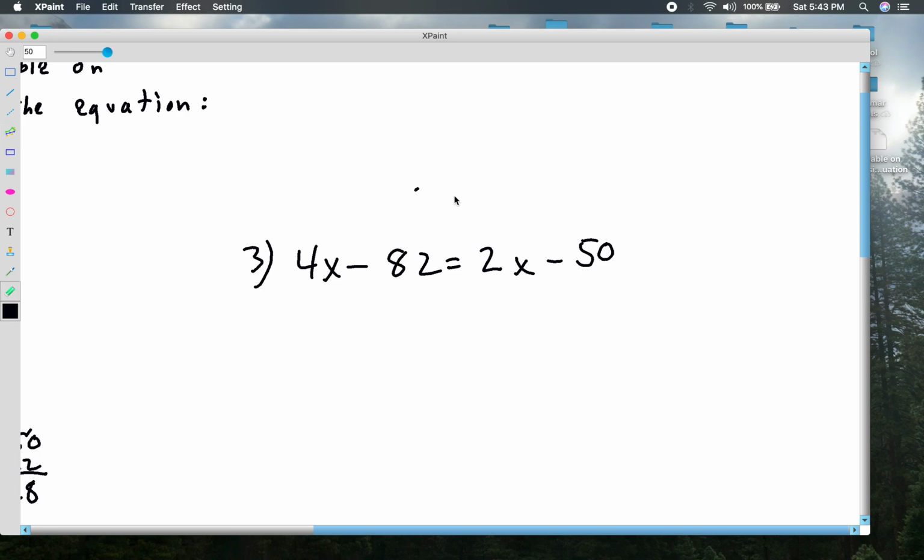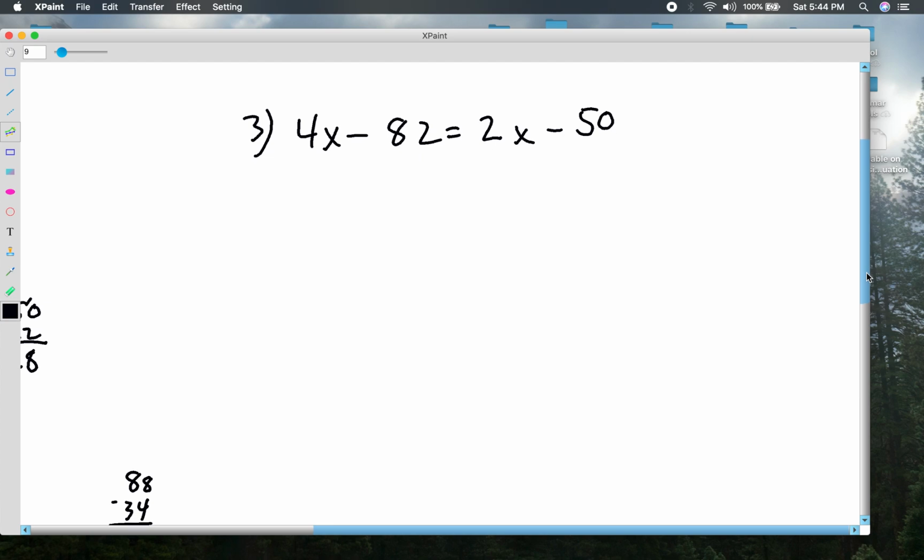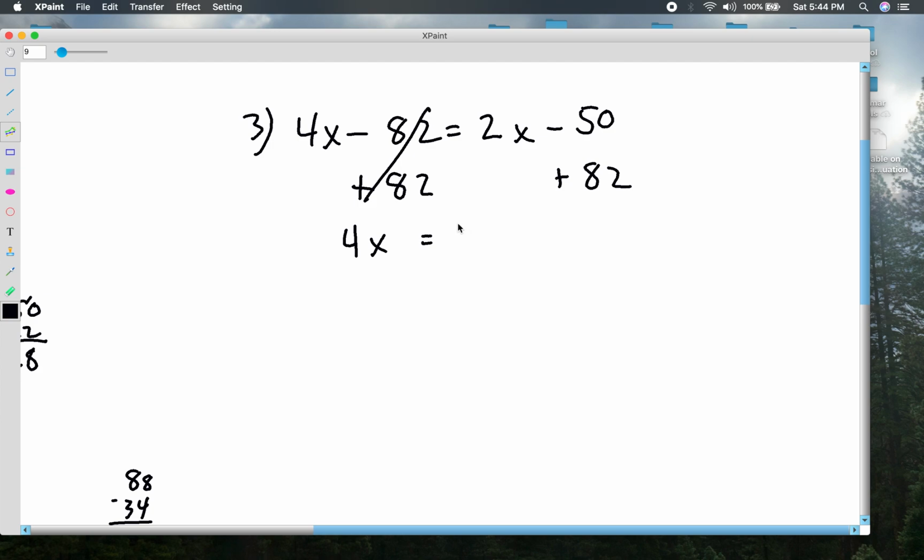Let's do 4x minus 82 equals 2x minus 50. Okay. So here I'm going to do what Ms. Carroll always says, get the stuff away from x, farthest stuff away first. So let's do plus 82 on both sides. Cancels out. 4x equals 2x, and 82 minus 50. Oh, that's a terrible number line, but whatever. I got to go down 50.